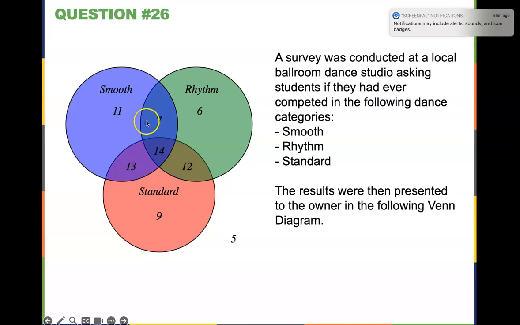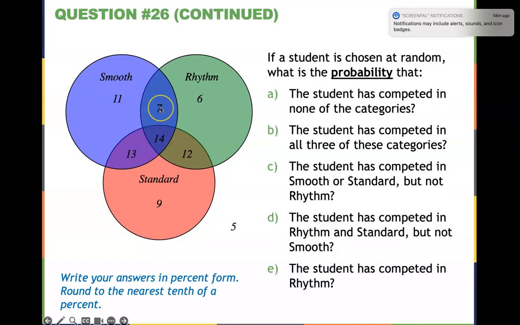Okay, here are the questions. If a student is chosen at random, what is the probability that A, the student has competed in none of the categories? That would be the 5 out of 77. The student has competed in all 3 of these categories. That would be the 14 out of 77. Notice that the 14 is the overlap of all 3 categories.